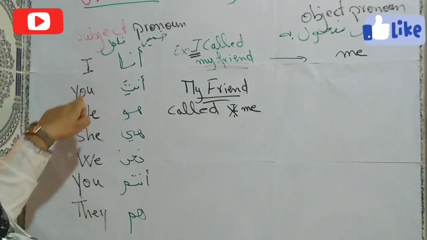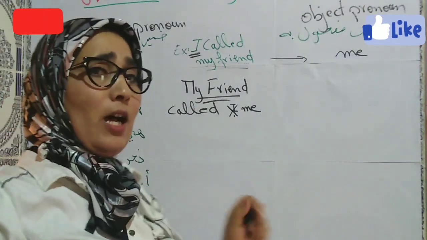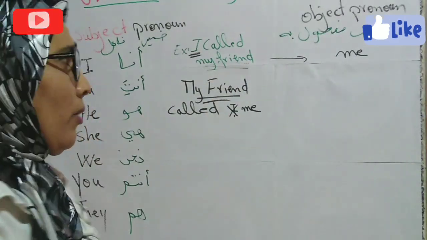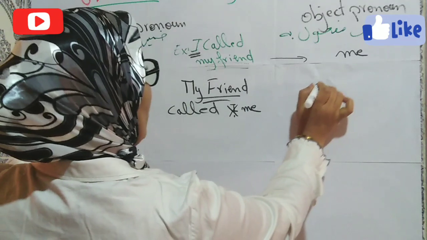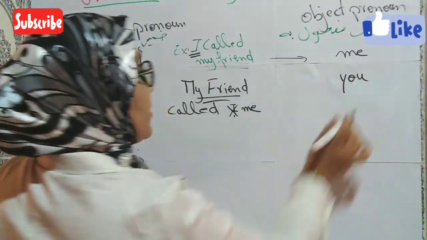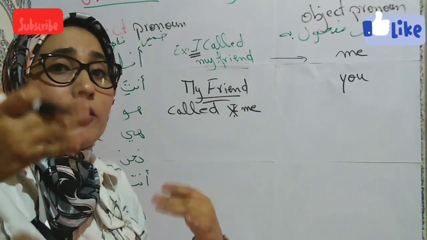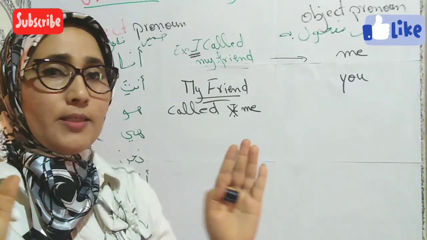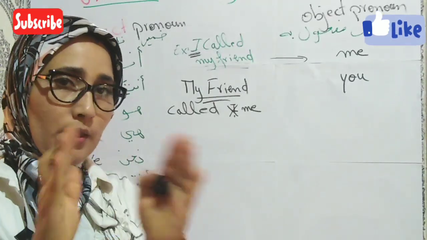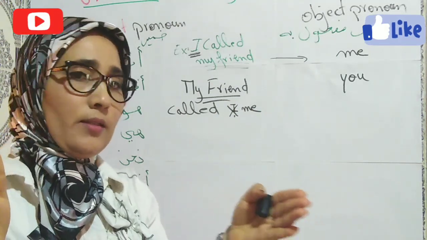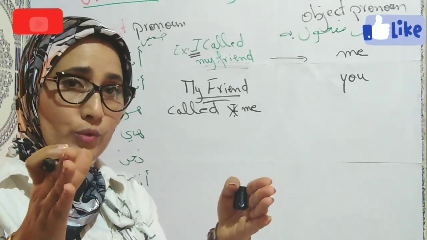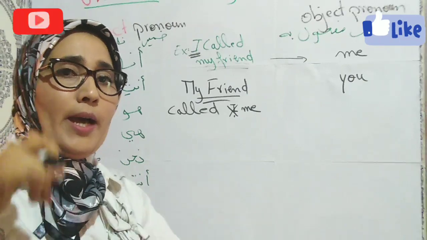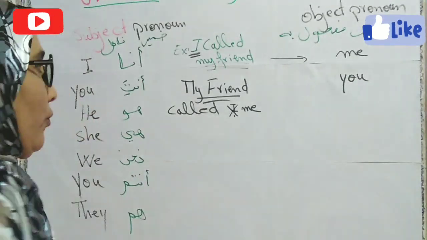Very good. Now we move to you, which is anta or enti. We have to change it to an object pronoun. How can we say it? It becomes you with no change. Like I called you or you called me. So for you to be subject or object, it's the same with no problem. It's the same, okay? I called you, you called me, I help you, you help me. It's okay for you, no change.